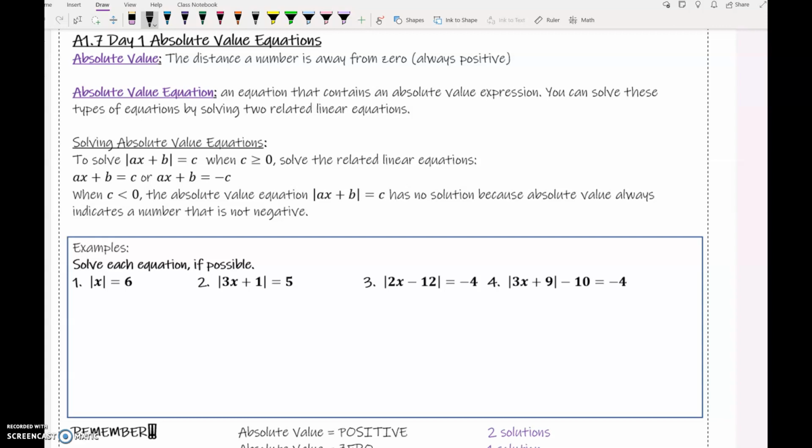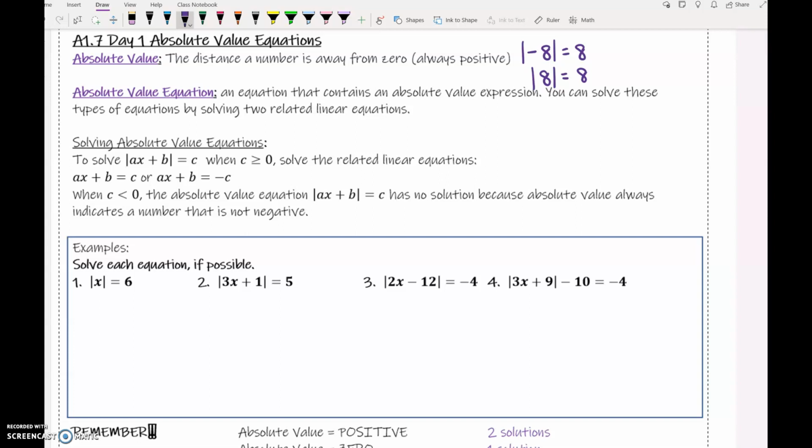Today we're learning about absolute value equations. Absolute value is the distance that a number is from zero. So if I look at the number -8, -8 is 8 units away from zero. So the absolute value of -8 is +8. +8 is 8 units away from zero, so the absolute value of +8 is also 8.